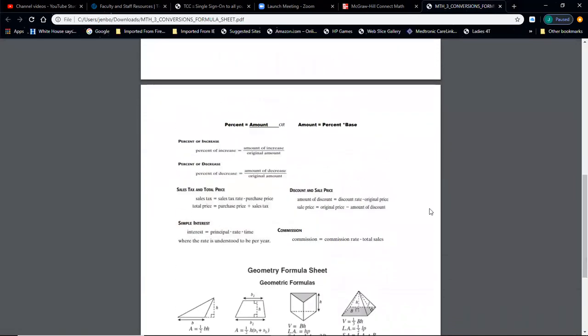Then we have our formulas from earlier in Chapter 2 dealing with sales tax, discount, interest, commission, percent change, which we said these percent change formulas are not really completely there, because we don't see anything that says what an amount of an increase or amount of a decrease is. You have to remember that that's the difference of the larger and the smaller. And then you also have to remember to convert these to a percent after you do that division.